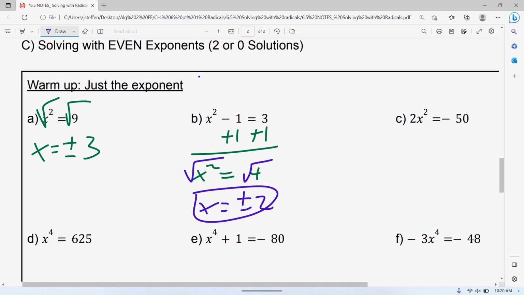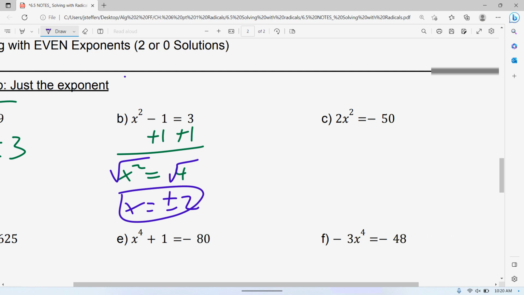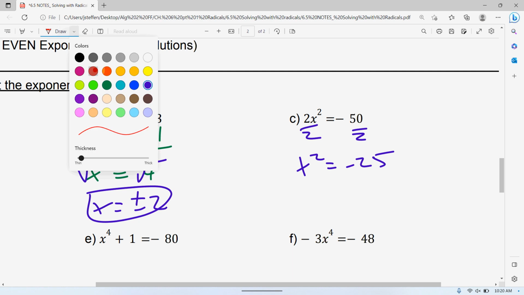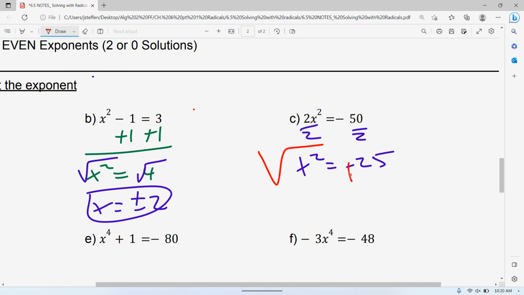Part B, same thing. Again, don't make this harder than it is. I'm not saying it's easy, but we've done this before. And part C gets a little bit more interesting. We divide by 2, so we have x squared is equal to negative 25. But here, when you try to take the square root of both sides, you cannot take the square root of a negative. So there's 2 different ways you could answer this.